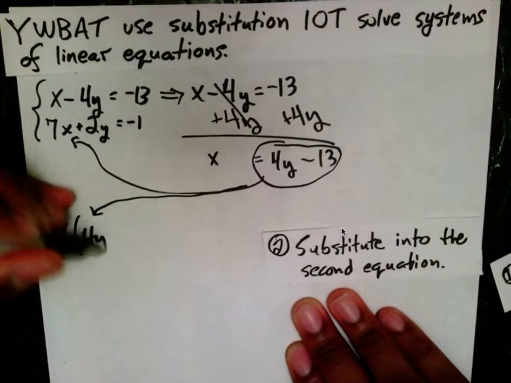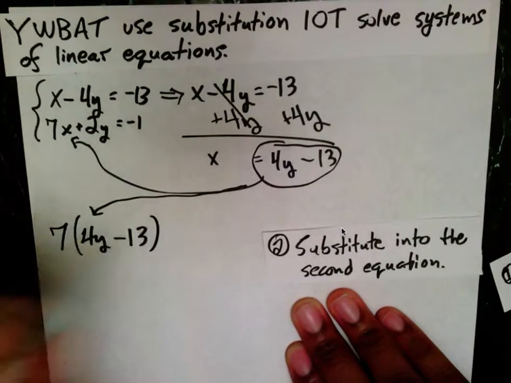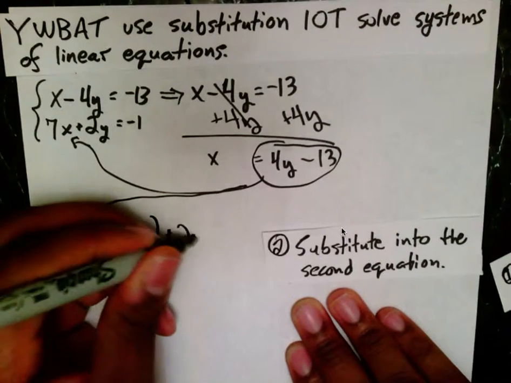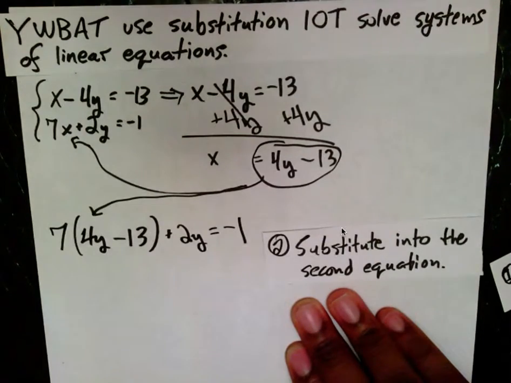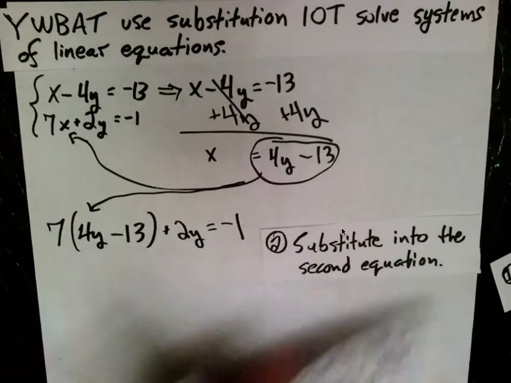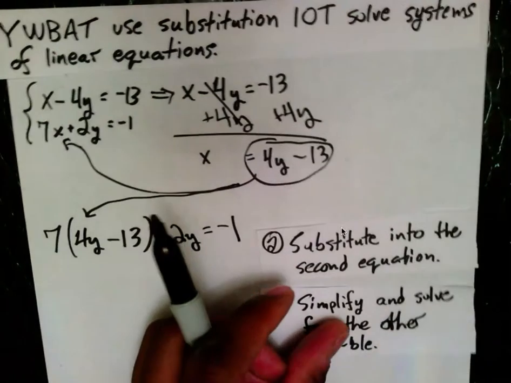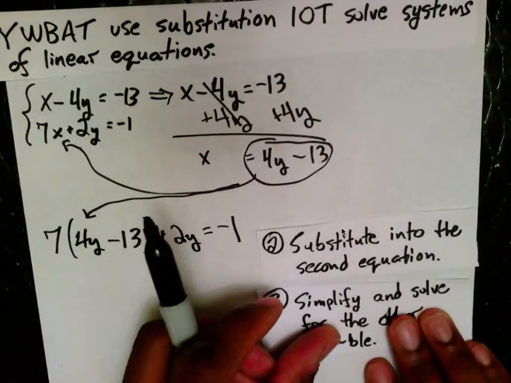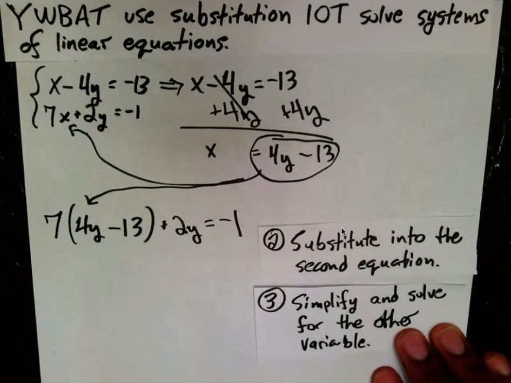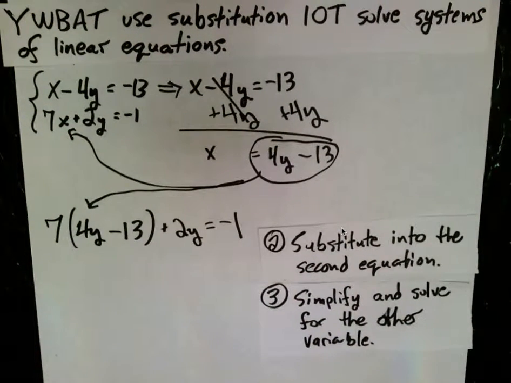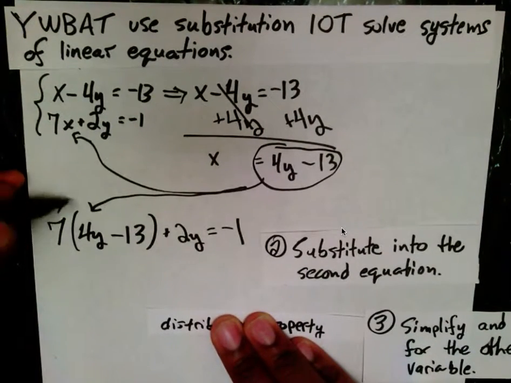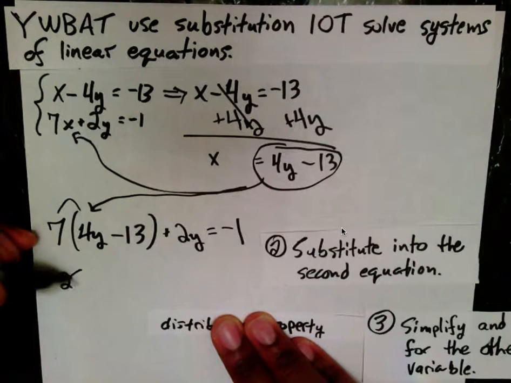So 7 times (4y minus 13), now I'm going to finish writing this out, plus 2y equals negative 1. So now I completed step 2 and I substituted into the second equation. And now I want to simplify and solve for the other variable. So let's simplify this by using the distributive property. 7 times 4y, that's going to be 28y.